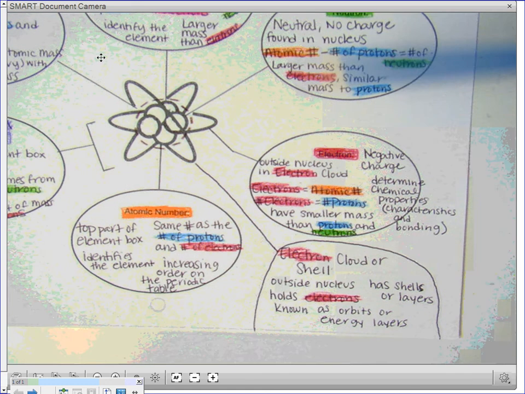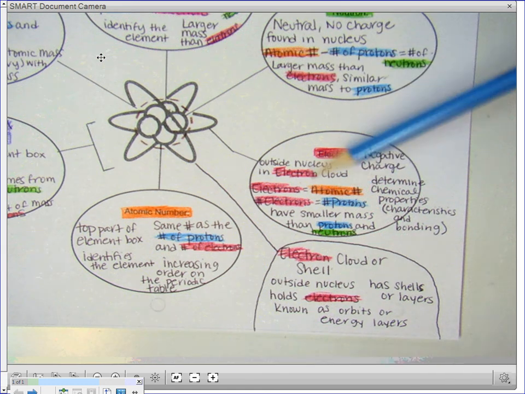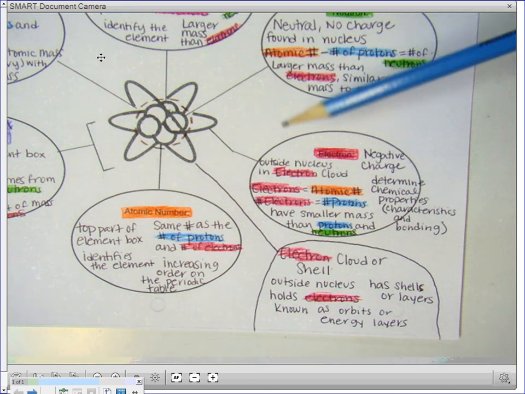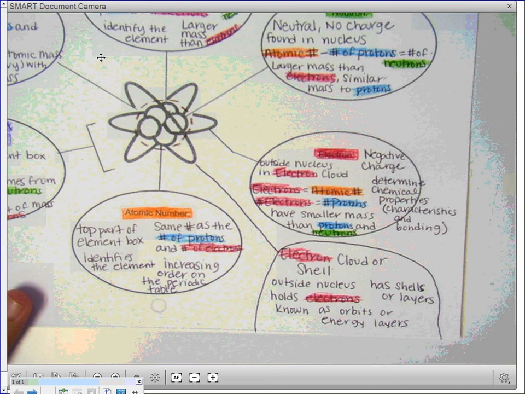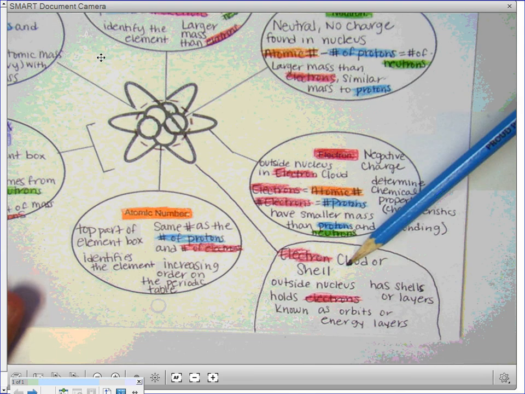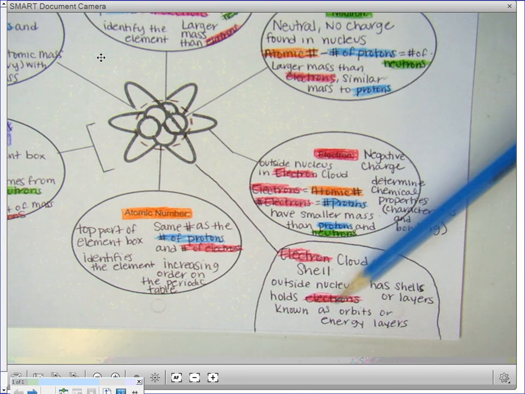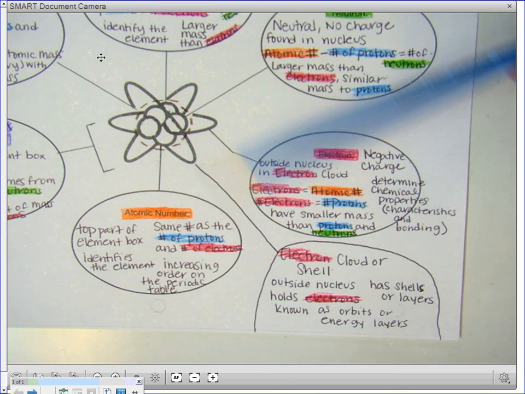Alright, so I apparently have to record these in intervals, otherwise they won't upload correctly. So the last video we did protons, neutrons, electrons, and the electron cloud or the electron shell. Hopefully we can get the last few others in.